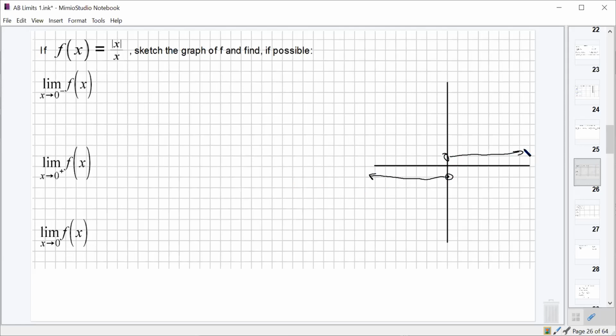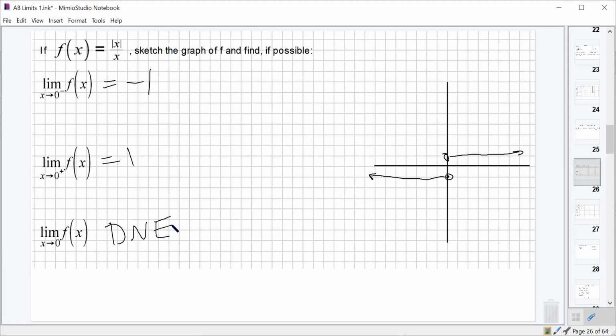So as I approach 0 from the left, what y value am I getting close to? Negative 1. Should be getting close to negative 1, right? I mean, in fact, we're at negative 1 the whole time, but that's good enough. And what about from the right-hand side? 1. Should be 1. And then, based on that last rule that we just had, what's the limit as x approaches 0? Does not exist. It does not exist. Exactly.